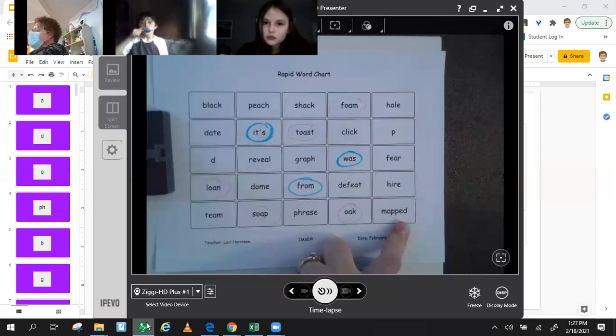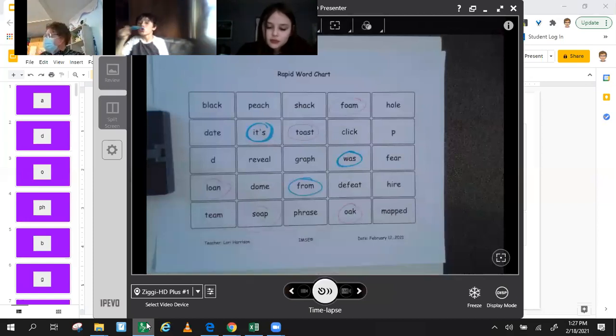Abby, turn around for me. So it's map, and then we double the P so that we can make it into the past tense, right? So we add that ED. All right. You made a map. You mapped out your trip. You planned it out. You looked on the map and made a decision. Any other words you're not sure about?